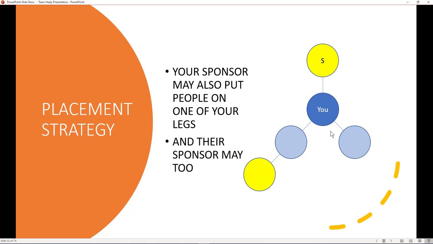Now, it turns out that your sponsor's sponsor may also put somebody on their leg that ends up building your leg. So the basic notion is that for one of your legs, you're going to get help from the people above you building that leg. The other one, you're responsible for building yourself.